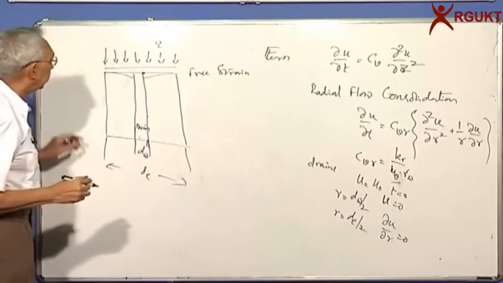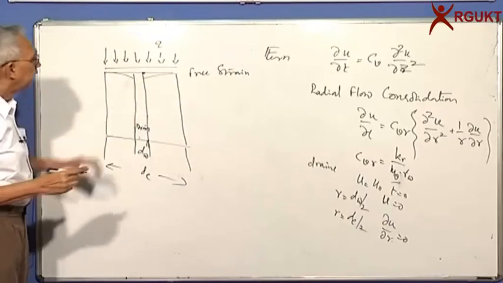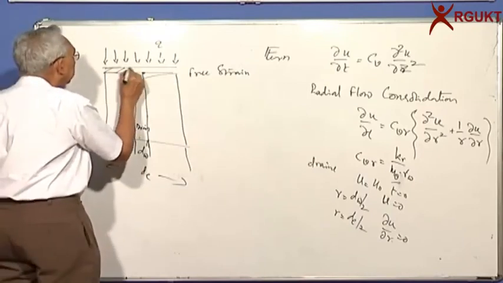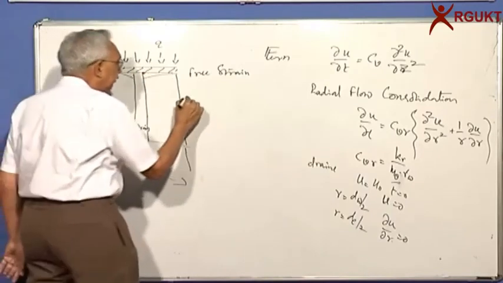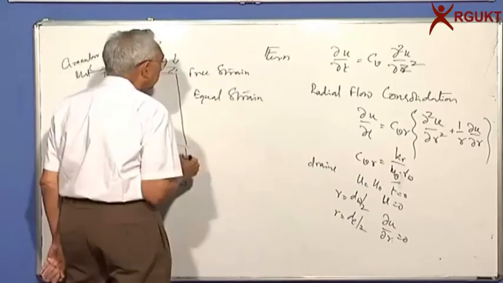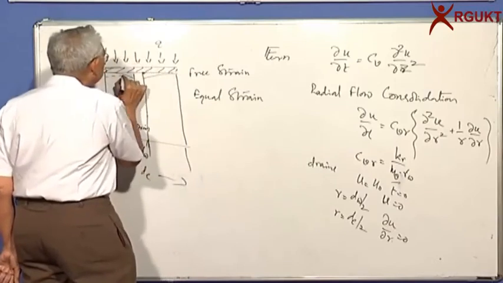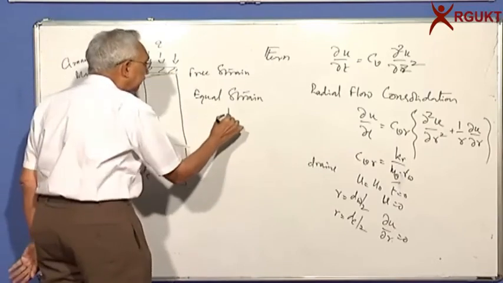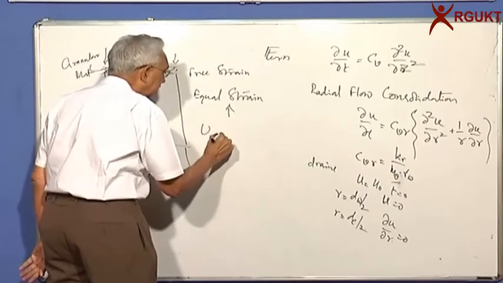But fortunately, on every soft clay, we are going to put in a granular mat, which leads to what is called constant or equal strain. That means the whole thing will settle uniformly. And the solution for this is very easy.